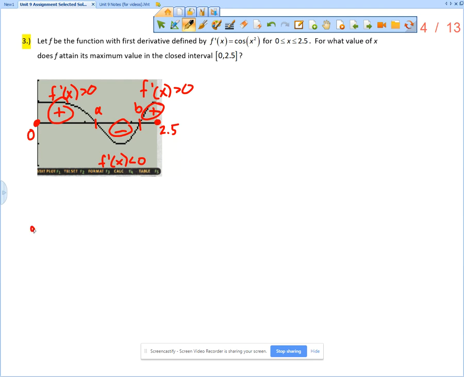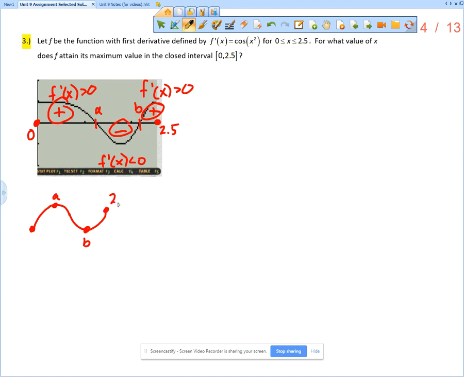Starting at 0, we have an endpoint. The derivative is positive, meaning we would go up, we would increase until we get to A. A is where the derivative changes from positive to negative, which would represent a local maximum. Then from A to B, the derivative is negative, therefore this function is decreasing. At B, the derivative changes from negative to positive, which would indicate a local minimum. Between B and this endpoint at 2.5, the derivative is positive, so we would be increasing.